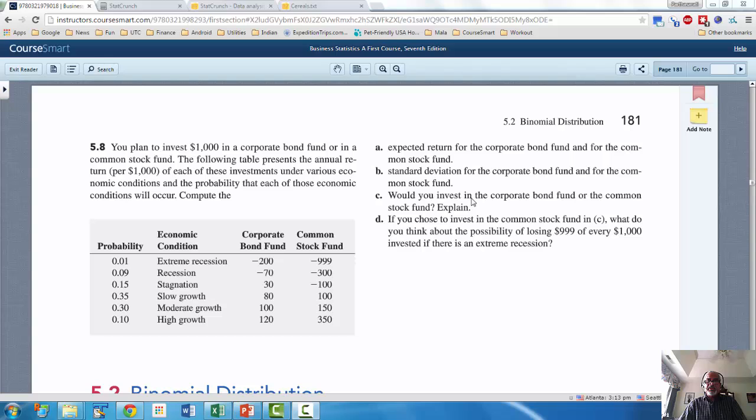Then, would you invest in the corporate fund or the common stock fund? We want to explain that. And if you choose to invest in the common stock fund, what do you think about the possibility of losing everything? Because if you invest in the common stock fund, if there is extreme recession, then you lose everything. Okay, so let's go to Excel.